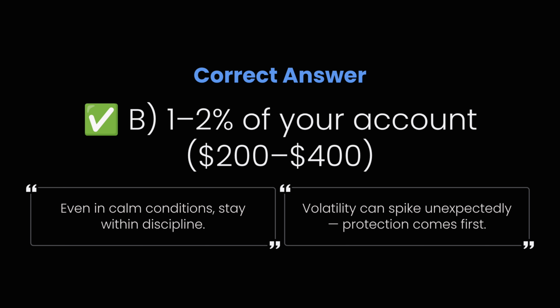Here's the correct answer. B. 1 to 2% of your account, or $200 to $400. Even in calm markets, staying disciplined with 1 to 2% allocation protects you. If volatility spikes unexpectedly, you're already positioned defensively. Professionals don't jump allocations just because things feel safe.